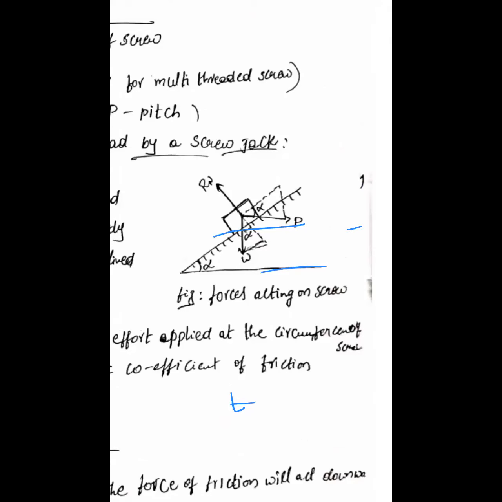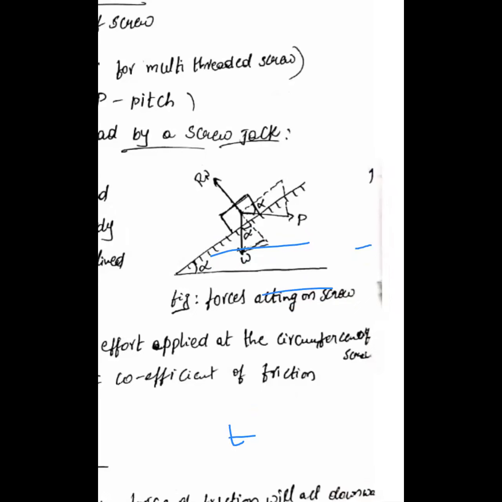There is a horizontal plane and an inclined plane. The inclined plane is carrying one body, a load. That body has its self weight, that weight W. So for lifting of this load W, some force is required. That force is P, and the self weight W is there.